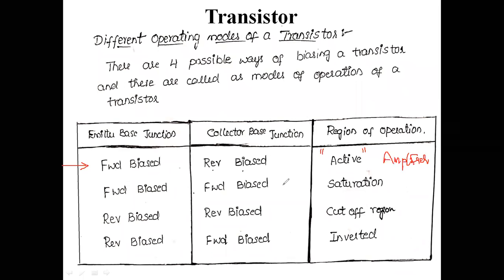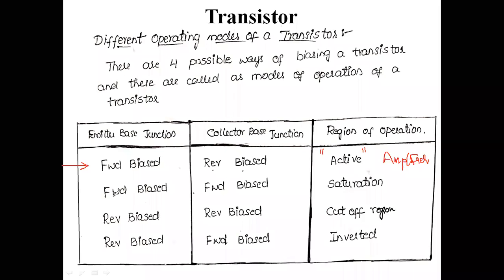That's why this transistor always should be operated with the emitter base junction forward biased and the collector base junction reverse biased. An example application for this active region is the amplifier. How it is done we will see in later classes. For the time being, the basic application of the active region is the amplifier here.